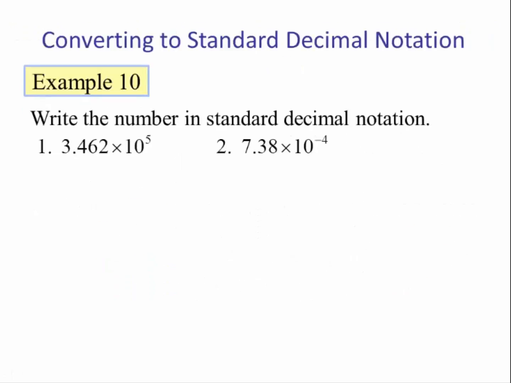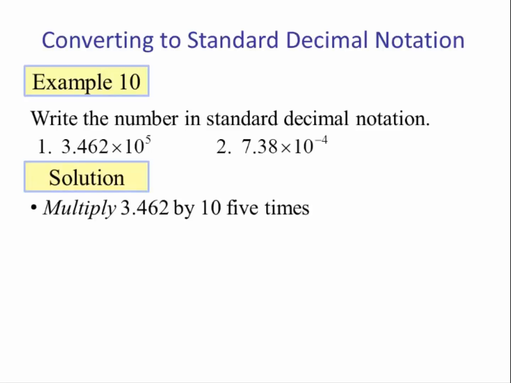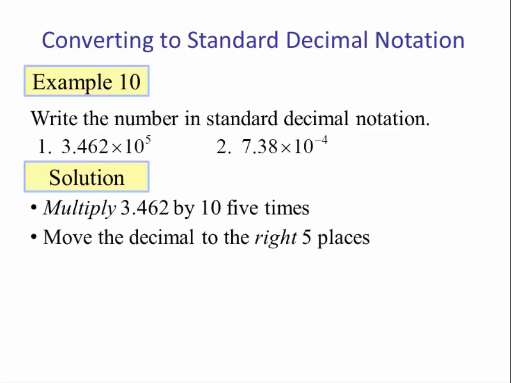Example 10. Write the number in standard decimal notation. Number 1, we have 3.462 times 10 to the 5th. And number 2, 7.38 times 10 to the negative 4. Solution: we multiply 3.462 by 10 5 times, or we simply move the decimal point 5 places to the right, because in this case k is a positive 5.